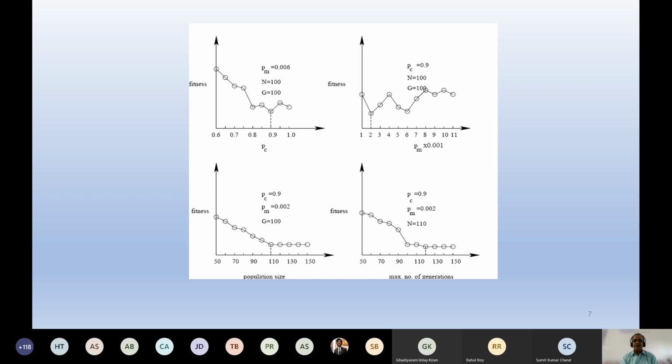Now the range for the PC is set between 0.6 to 1.0. The range for the PM is 1 multiplied by 0.001 to, say, 11 multiplied by 0.001, and the population size is varied from 50 to 150. The maximum number of generations is varied from 50 to 150. Supposing that I have selected these ranges, within the range of PC I consider 10 values, 10 different values of PM, 10 different values of N, and 10 different values of Gmax.